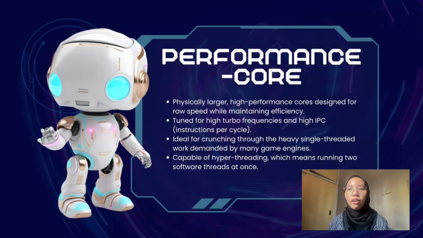So this is the role of performance cores, or P-cores. First, physically larger, high-performance cores designed for raw speed while maintaining efficiency. Second, tuned for high turbo frequency and high IPC, instructions per cycle. Third, ideal for crunching through the heavy single-threaded work demanded by many game engines. And last, capable of hyper-threading, which means running two software threads at once.